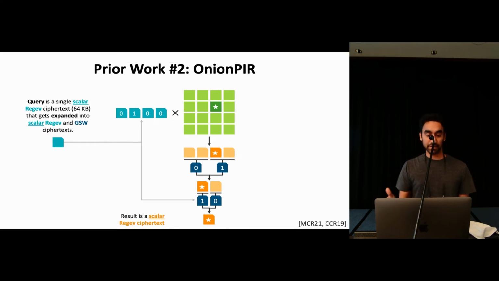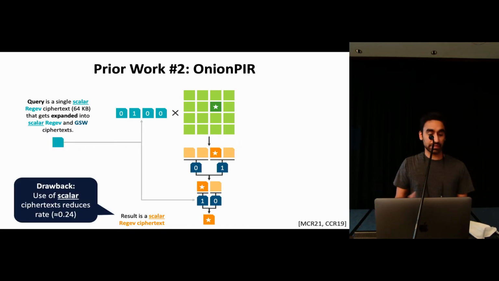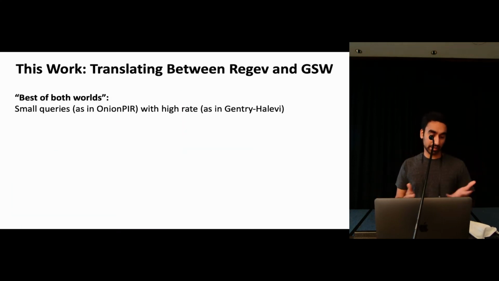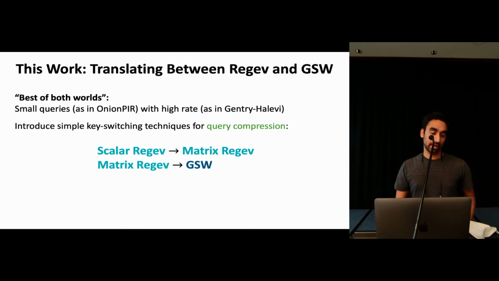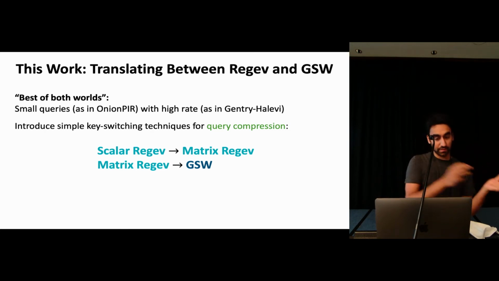a scalar Regev ciphertext. So the expansion procedure that they show only goes from scalar to scalar. And so the drawback is that the use of scalar ciphertext ultimately reduces the rate. And so we don't get that very high rate that we have in the other prior work. So this work is about getting the best of both worlds. What we want are the small queries that are in OnionPIR, and we want the high rate that's in Gentry-Halevi. And so to do that, we introduce simple key switching techniques for query compression. We show how to basically convert scalar Regev to matrix Regev and convert matrix Regev to GSW.